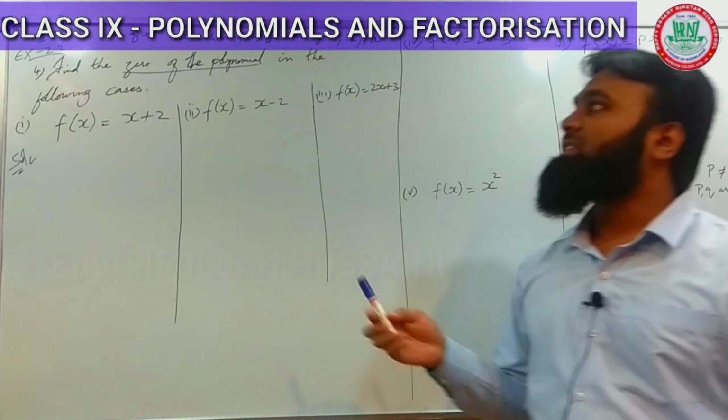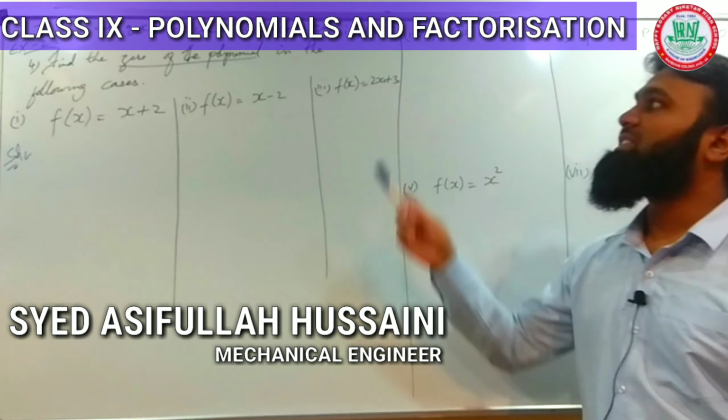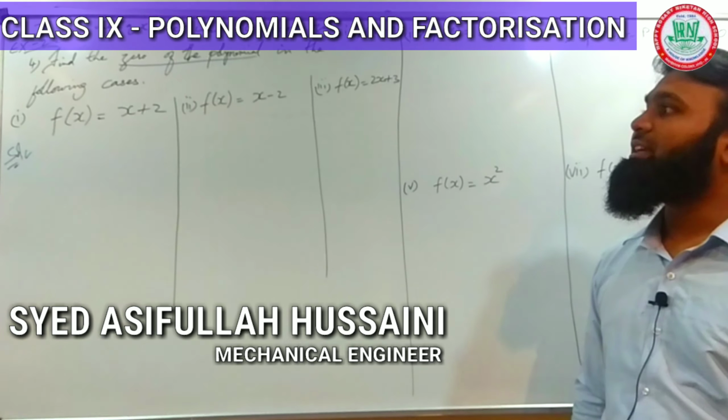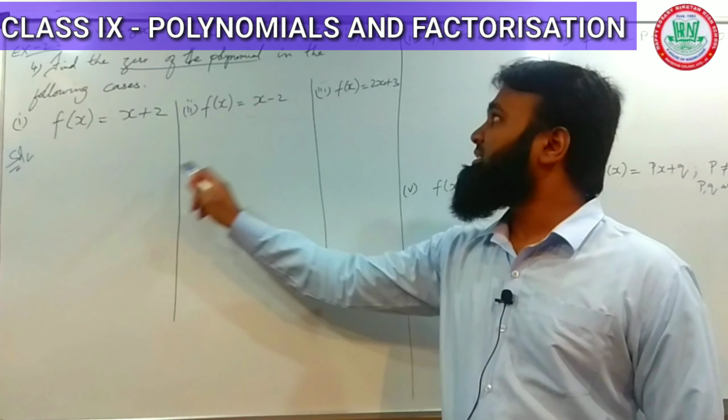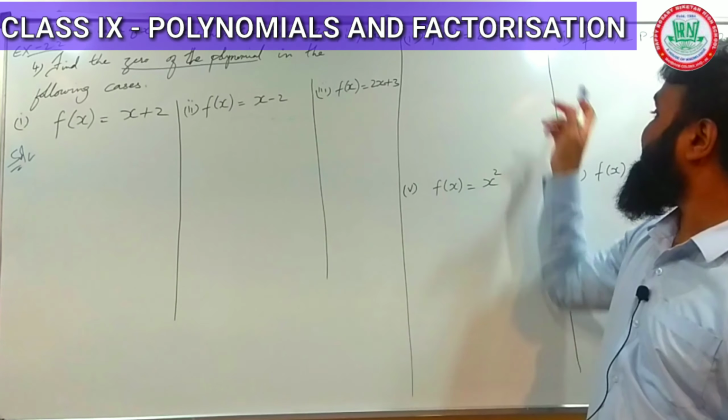Now class 9th, exercise number 2.2, fourth question. Find the zero of the polynomial in the following cases. The cases are given: first, second, third, fourth, fifth, sixth, seventh.